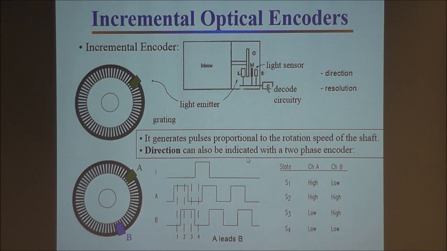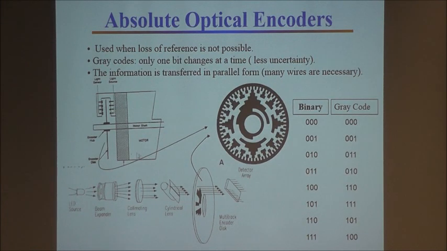Direction can also be indicated with two-phase encoders. So you have two-phase encoder A and B. You can go this way or that way, clockwise or counterclockwise. That's the incremental one. The absolute optical encoder is actually manufactured with a whole bunch of holes on it in a very organized fashion.